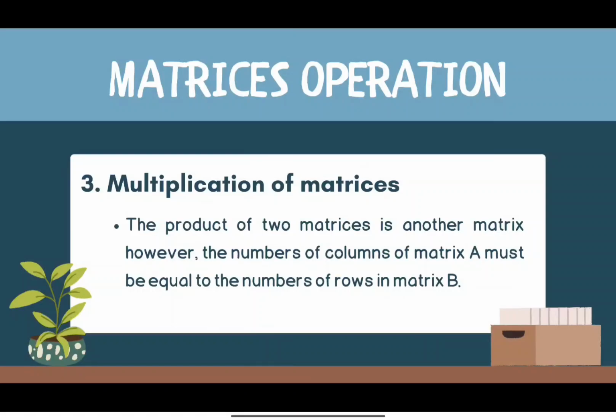The fourth one is the multiplication of matrices. Matrix multiplication is a bit different from scalar multiplication. For two matrices to be multiplied, the number of columns of the first matrix must be equal to the number of rows of the second matrix. Remember that if this condition is not met, then matrix multiplication is not possible.